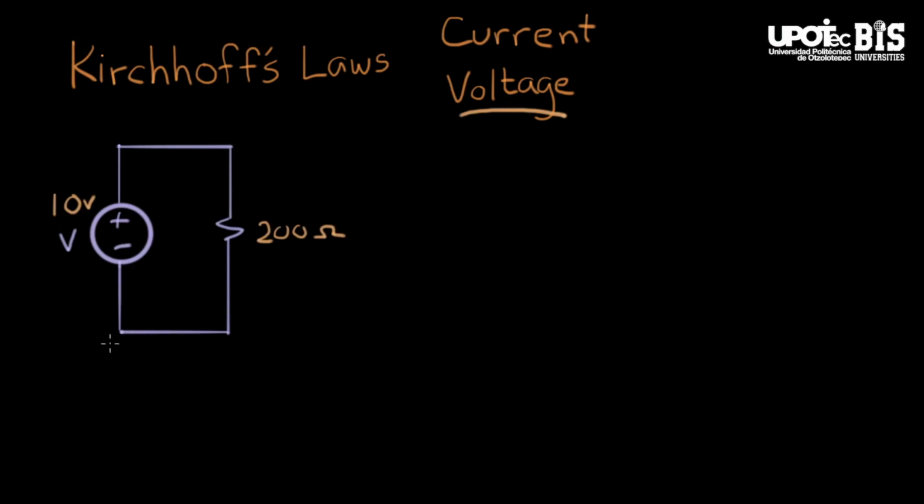One of the things I can do here is label this with voltages on the different nodes. Here's one node down here. I'm going to arbitrarily call this 0 volts. And then if I go through this voltage source, this node up here is going to be at 10 volts. So here's a little bit of jargon.